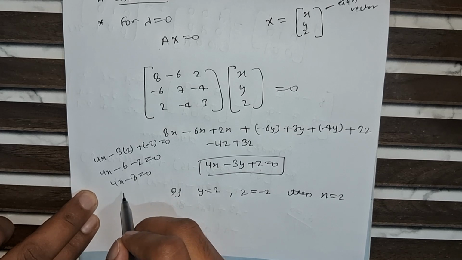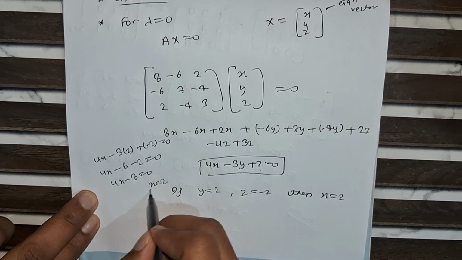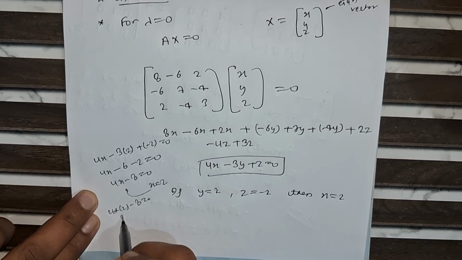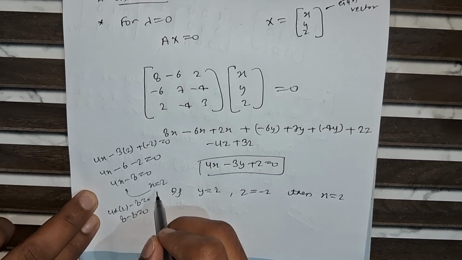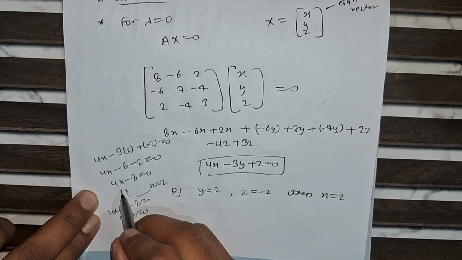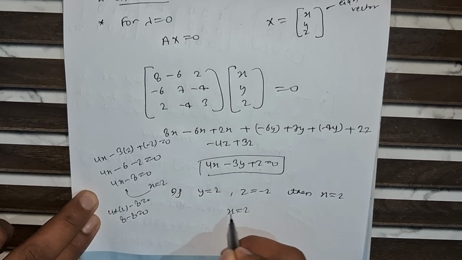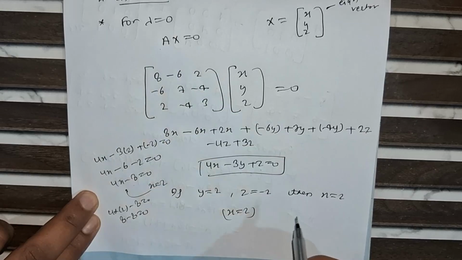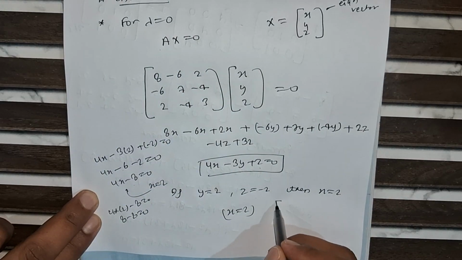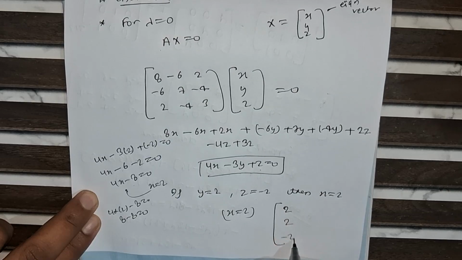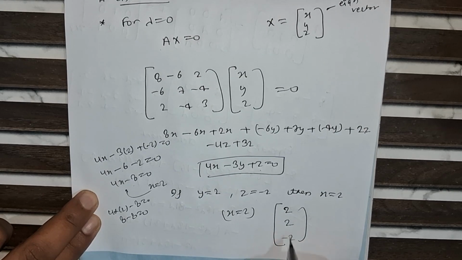So we can easily assume that if x equals 2 here, then it comes to 0, meaning 4 into 2 minus 8 equals 0. So this is 8 minus 8 equals 0. We can easily see that the x value is 2 here, that's why it becomes 0. So our x value is 2. So for lambda equals 0, our eigenvector is 2, 2 and minus 2. This is our x, y and z.